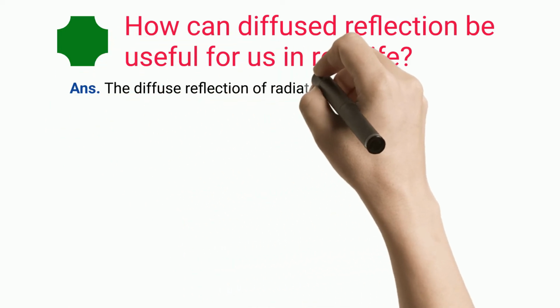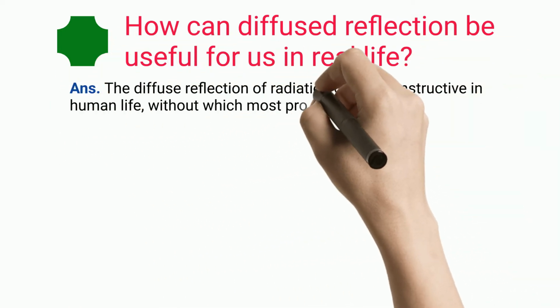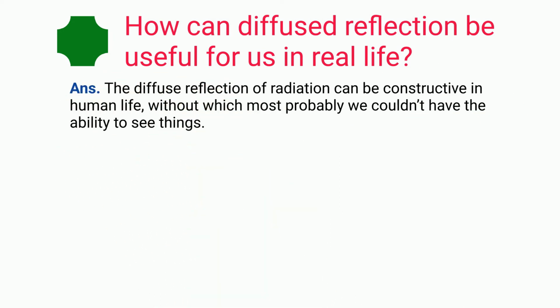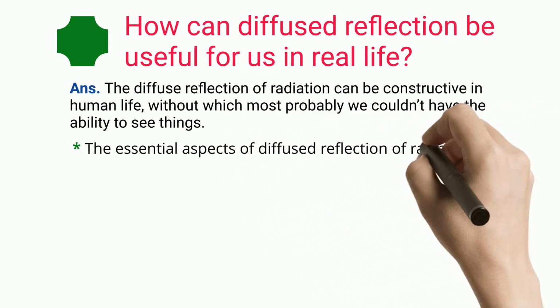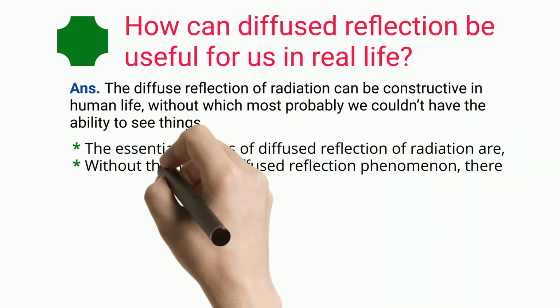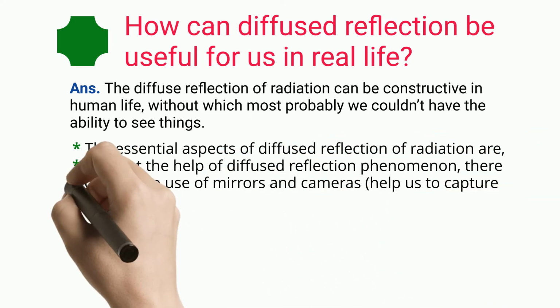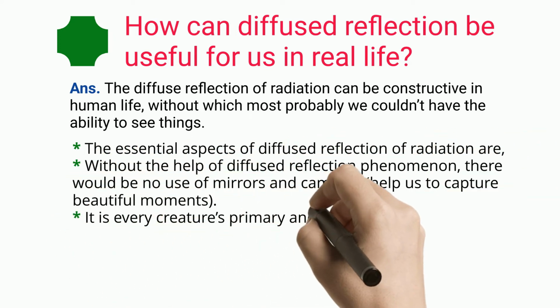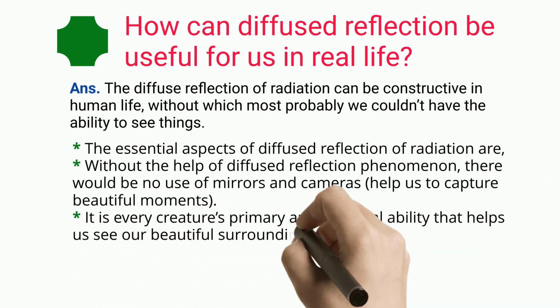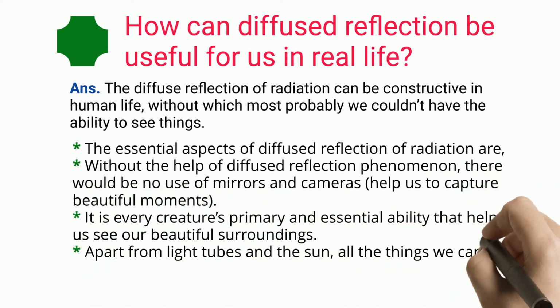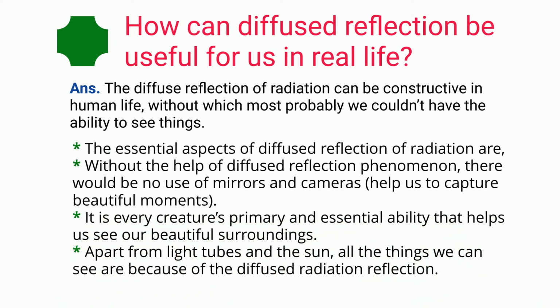How can diffused reflection be useful for us in real life? The diffuse reflection of radiation can be constructive in human life, without which most probably we couldn't have the ability to see things. The essential aspects of diffused reflection of radiation are: without the help of diffused reflection phenomenon, there would be no use of mirrors and cameras to help us capture beautiful moments. It is every creature's primary and essential ability that helps us see our beautiful surroundings. Apart from light tubes and the sun, all the things we can see are because of the diffused radiation reflection.